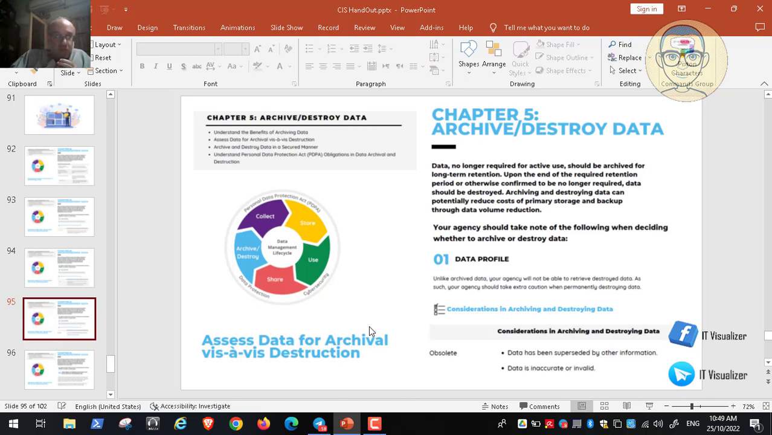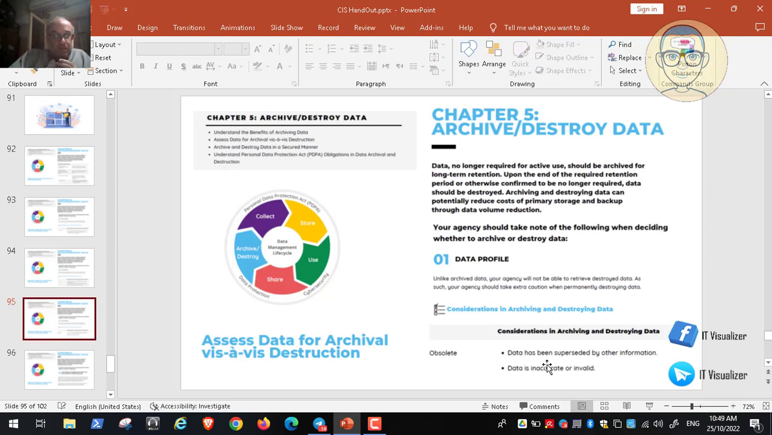If the data is not redundant, not trivial and not obsolete, then you should archive the data. Data has become obsolete when it has been superseded by other information. It is old info, and there is newer information that could replace it. Data that is inaccurate or invalid, so obsolete or inaccurate data should be destroyed.